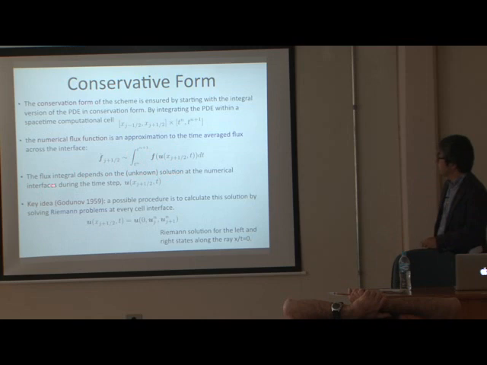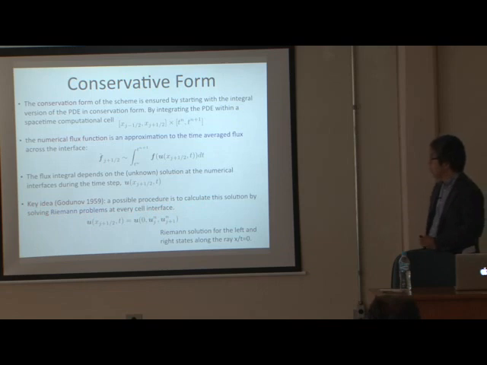So this flux integration depends on the unknown. This is a solution at the numerical interface during the time step. So this u value is getting to here. How to calculate the flux? This is the key idea. The possible procedure is to calculate this solution by solving the Riemann problem at every cell interface. So now this information is getting for time 0 between the j point and the j plus 1 point.